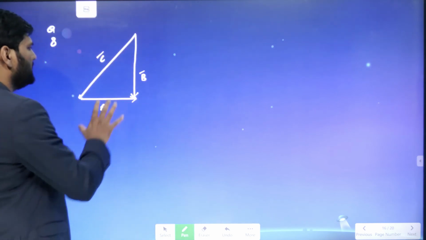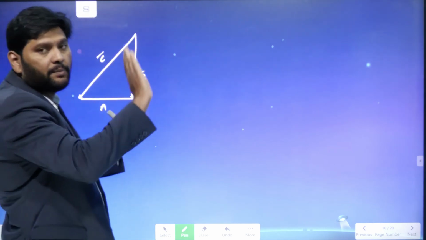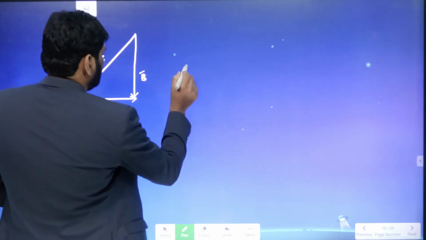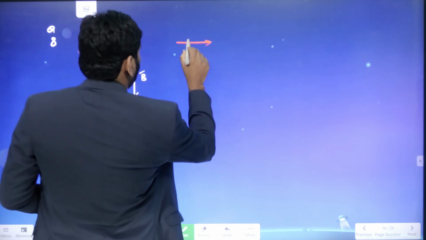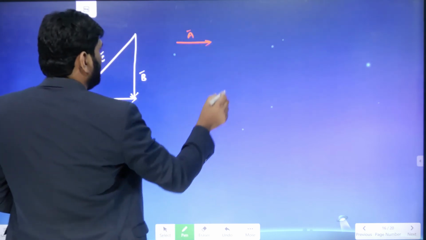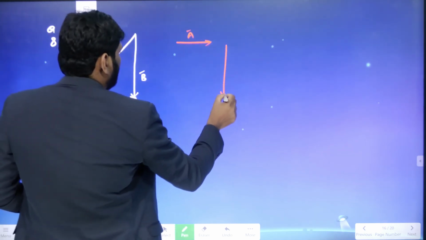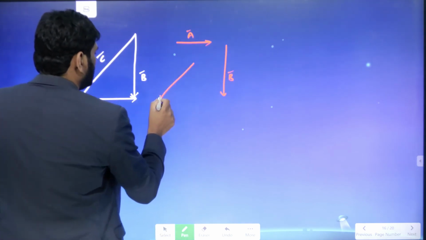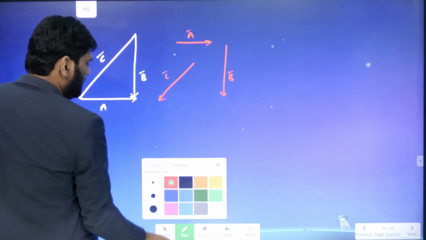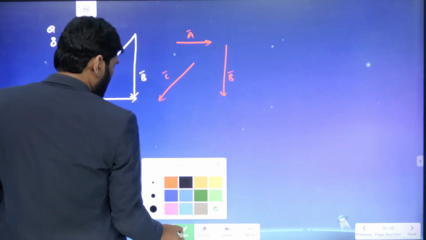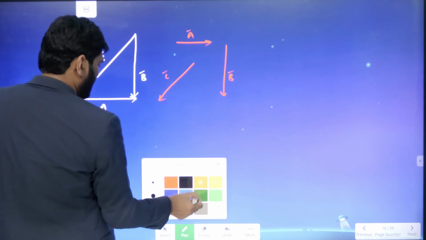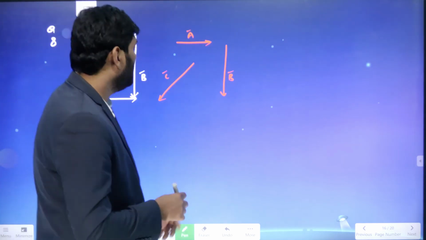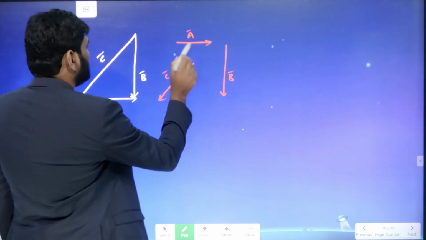Now first of all you can take the 3 vectors separately. This is A vector, this is the way it is acting, and this is B vector, this is the way it is acting, and this is your C vector. In 3 different directions they are acting. When they act in 3 different directions, what are we supposed to do? One by one we will take care.